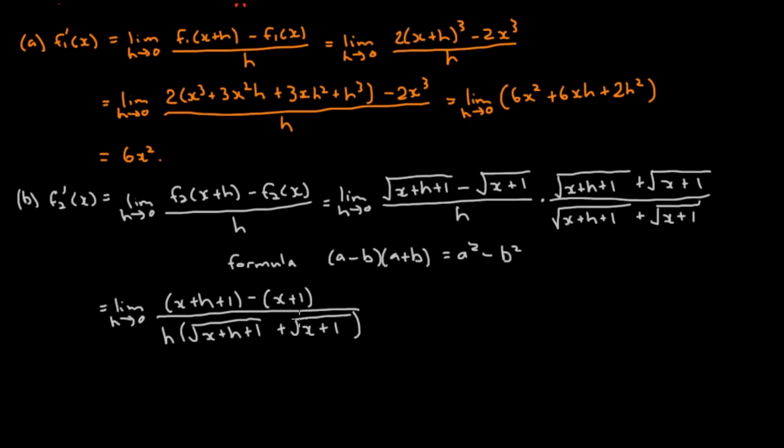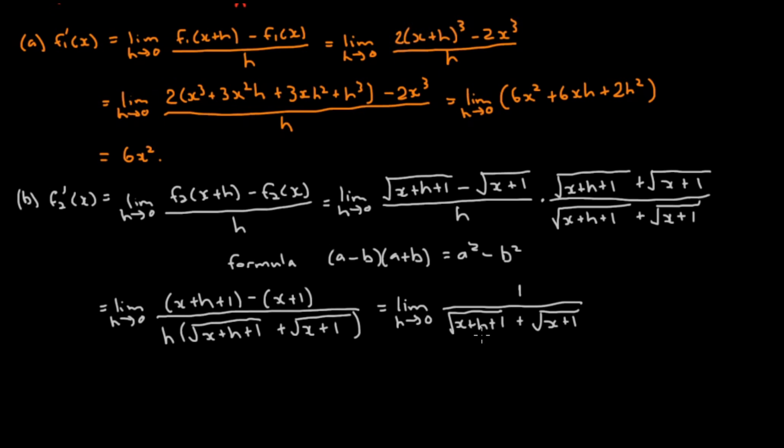Now we can simplify the numerator. We get the limit as h approaches 0. We have x plus 1 minus x plus 1, which is 0, and we have h, which we can cancel with the h in the denominator. So we have 1 over square root of x plus h plus 1 plus square root of x plus 1. And we can evaluate this limit now.